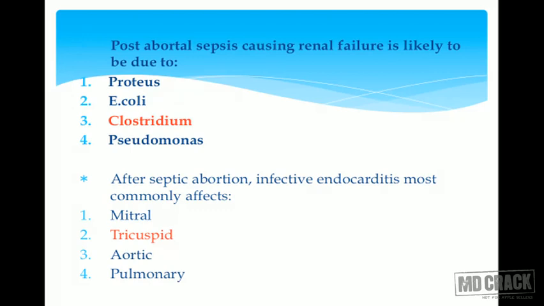Now these are a few questions which I would like to highlight over here because they are a little different. Post-abortal sepsis causing renal failure is likely to be due to? The answer is Clostridium. Dear students, please remember Clostridium is the most common cause of post-abortal sepsis causing renal failure. After septic abortion, if the patient has infective endocarditis, the most commonly affected valve would be the tricuspid, rather than the mitral, aortic or pulmonary. I would like you to remember these two things.